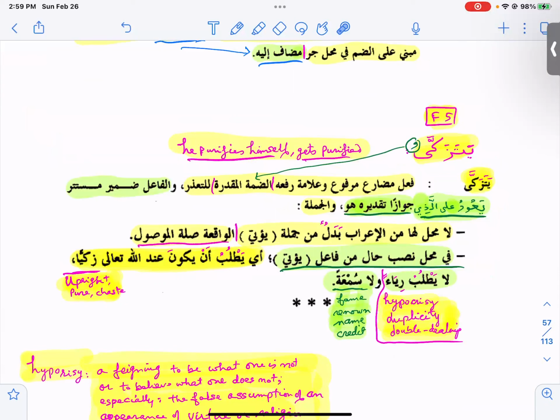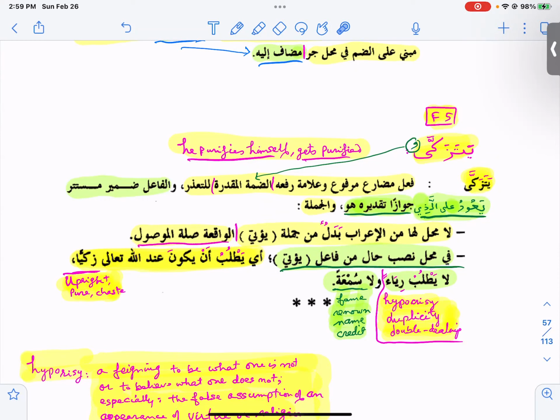Here is something important. What is the meaning of all this? I.e., yatlubu, he seeks an yakuna in the presence of Allah ta'ala zakiyan, when he is in front of Allah. He has to be upright, pure and chaste. Yeah, zakiyan. That is all our desire, that we leave this world as a zakiyan, upright, pure and chaste. Yes, this is all we desire, my brothers and sisters.